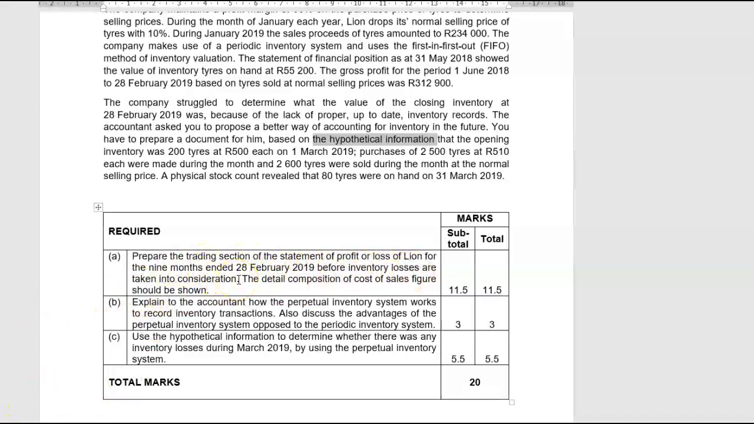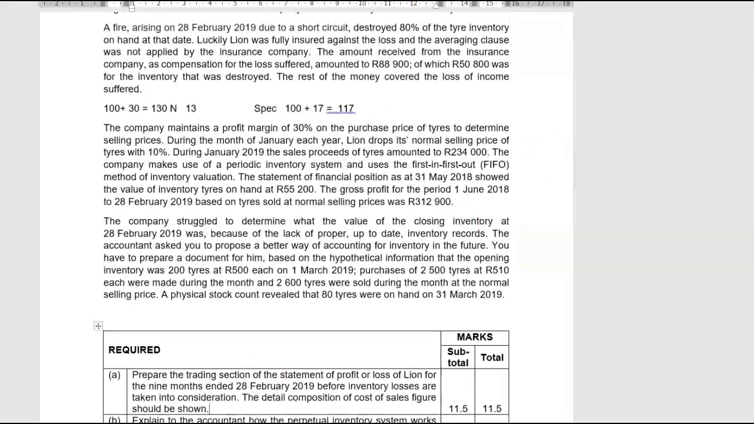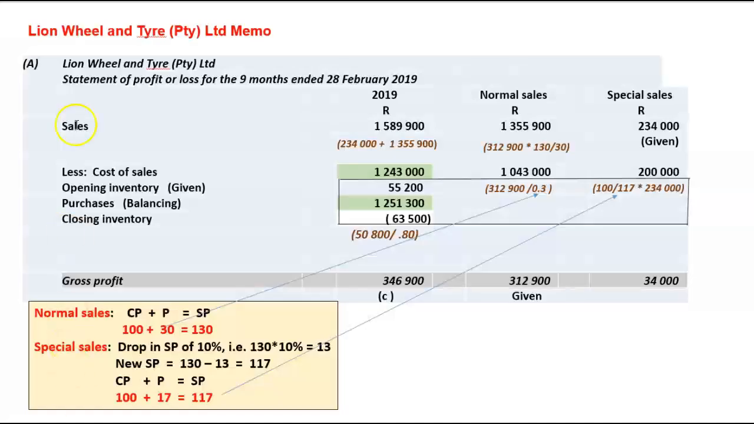So he wants the profit or the trading section just before the short circuit or the loss incurred. The detailed composition of the cost of sales figure should be shown. So they told us it's a periodic system, so they want to know what was opening inventory, what was purchases, and what was closing inventory. Good. So we're going to build the puzzle once more.